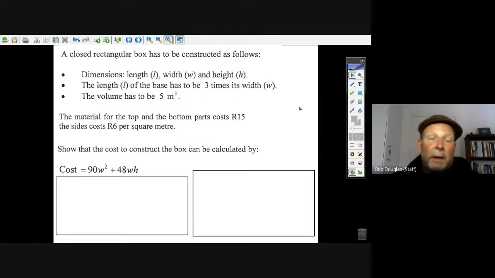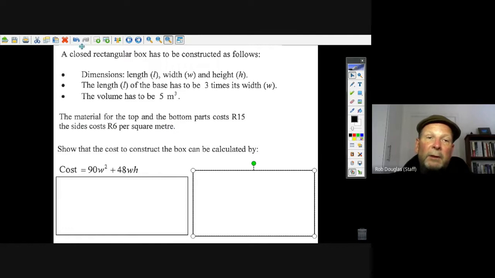Okay, this is the last calculus question in the November 2020 exam, and it's a min-max problem about a rectangular box that has to be constructed. There's length, there's width, and there's height, and the length of the base has to be 3 times the width. The volume is 5 cubic meters. The material for the top of this box costs 15 Rand, and the material for the four sides costs 6 Rand per square meter. Show that the cost to construct the box is really 90W² + 48WH.